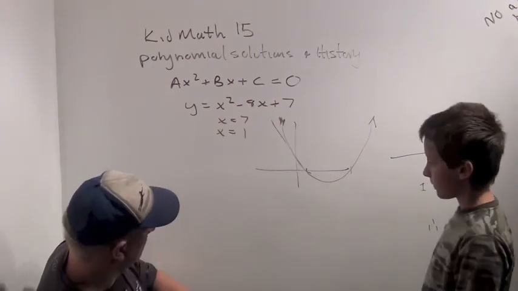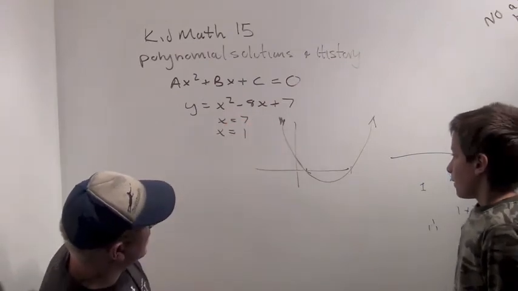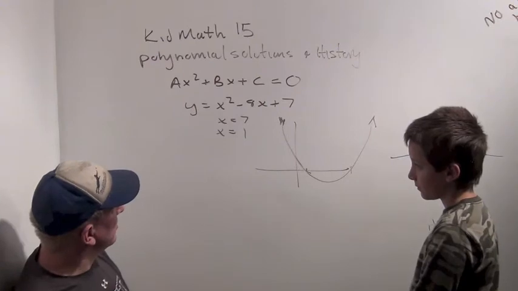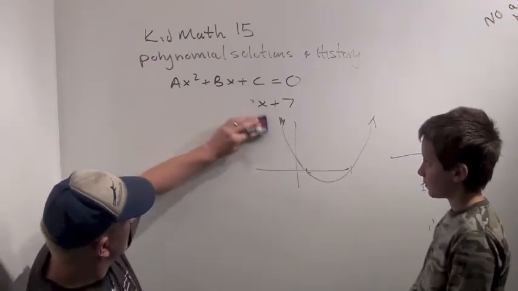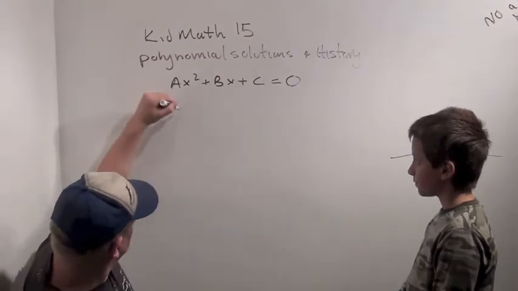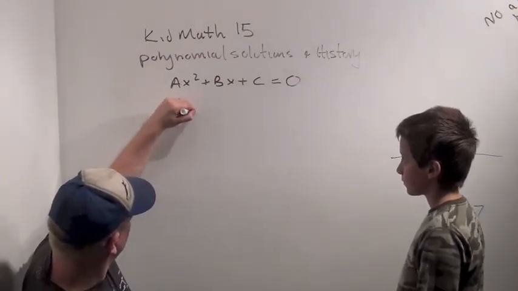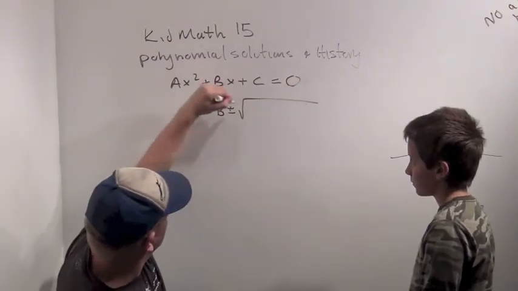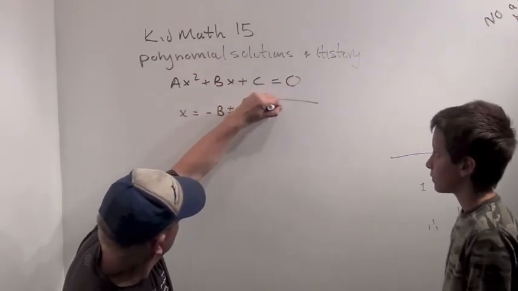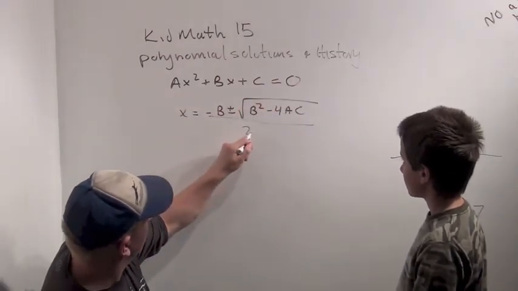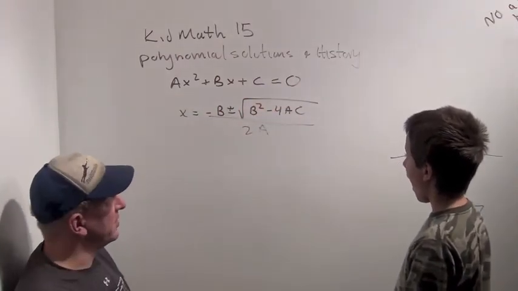We're going to learn, probably not for a couple of months, a general solution to this. An equation of the form ax squared plus bx plus c equals 0 has solutions x equals negative b plus or minus the square root of b squared minus 4 times a times c, all over 2a. Holy smokes.